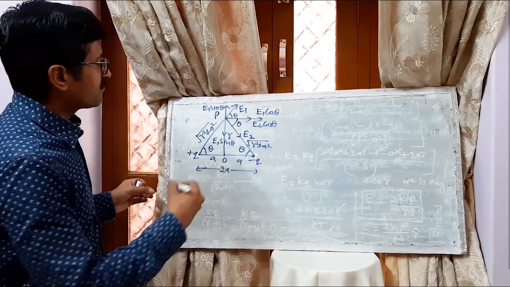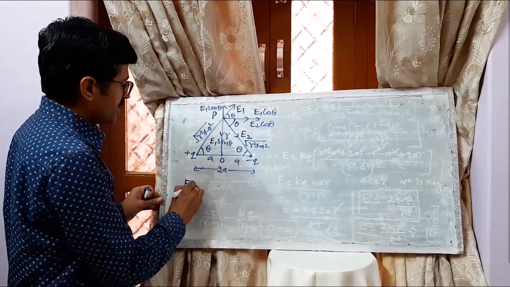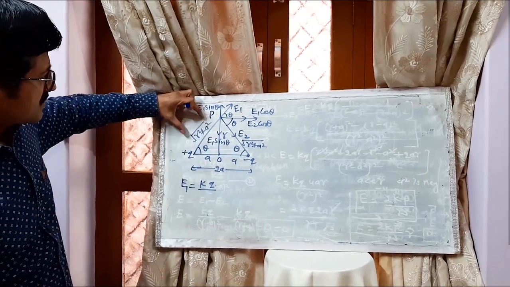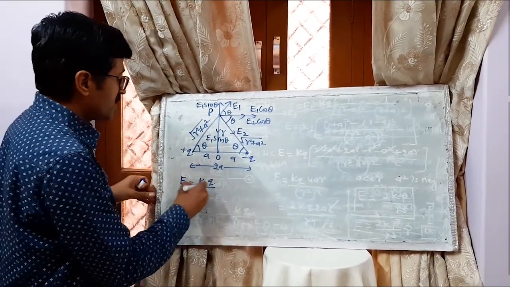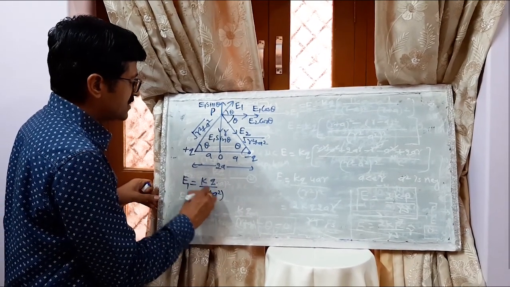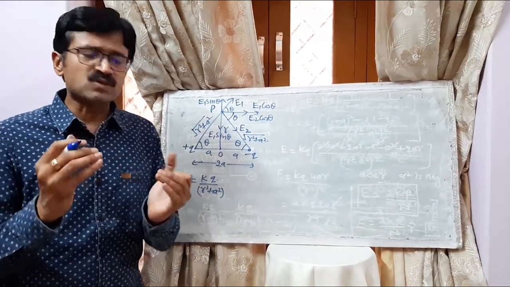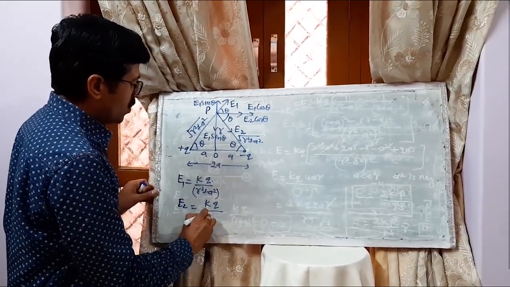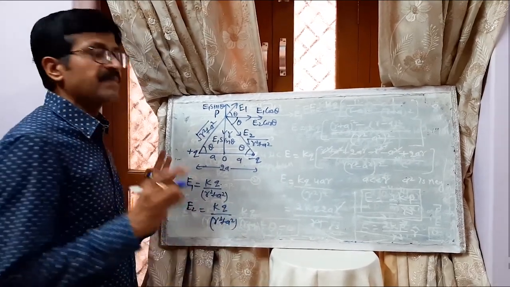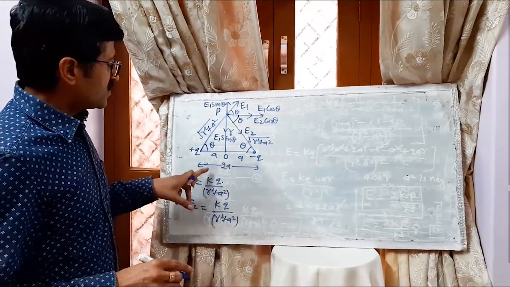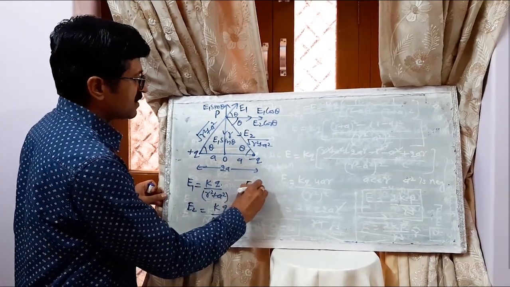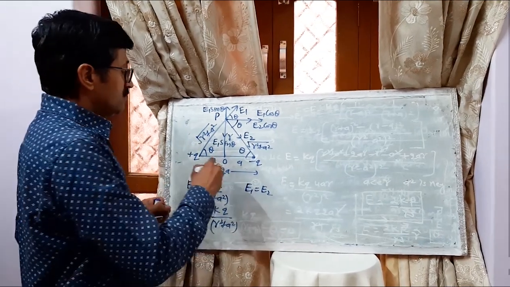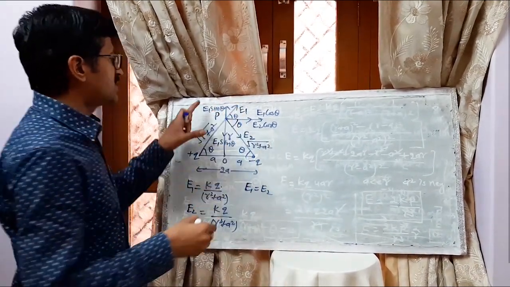Now, what about the field intensities? E1 will be kq upon distance. Due to the positive charge, the distance is square root of r square plus a square, then it will become r square plus a square only, because the square root will get squared. Then E1 is kq upon r square plus a square. E2 will be kq upon r square plus a square. We are taking magnitude, not direction. Then these two are same. It means E1 is equal to E2. When both are same, then we have to find the resultant. These two are same, so the vertical components will get cancelled.